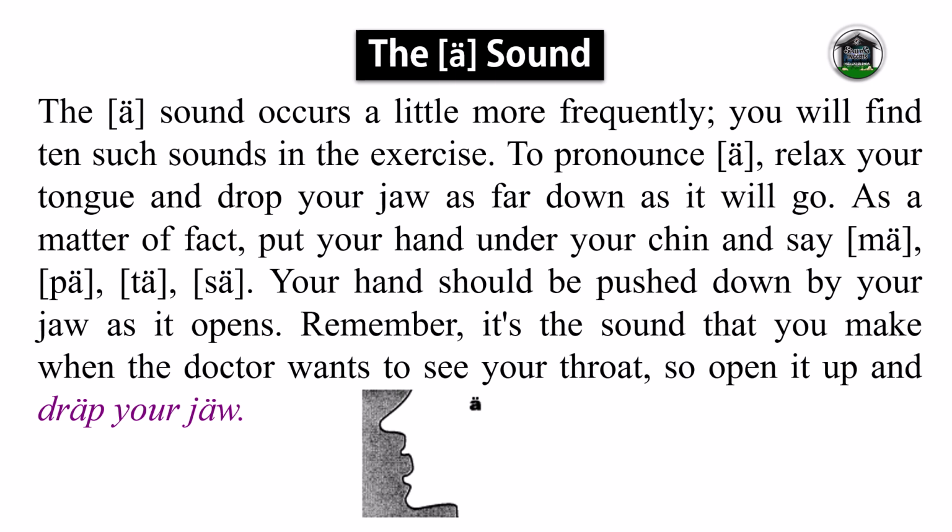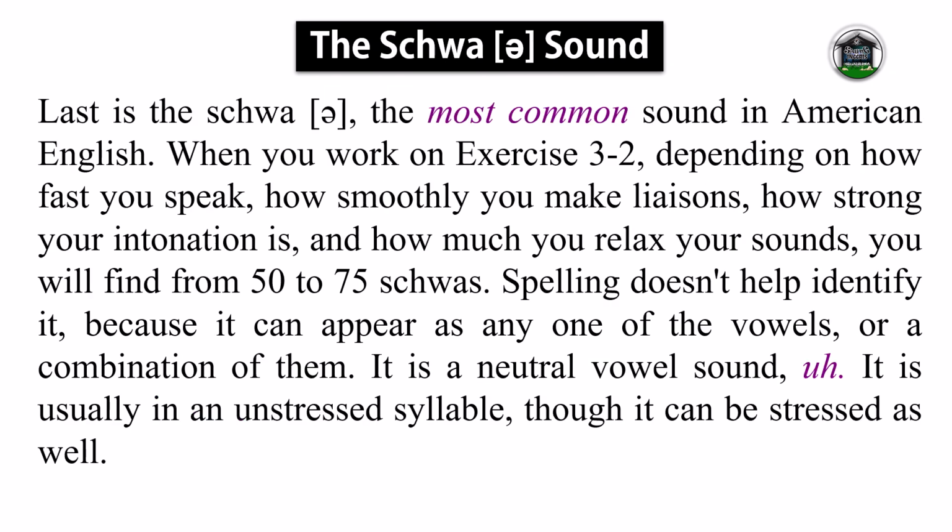The schwa sound. Last is the schwa, the most common sound in American English. When you work on exercise 3.2, depending on how fast you speak, how smoothly you make liaisons, how strong your intonation is, and how much you relax your sounds, you'll find from 50 to 75 schwas. Spelling doesn't help identify it because it can appear as any one of the vowels or a combination of them. It's a neutral vowel sound. It's usually in an unstressed syllable, though it can be stressed as well.